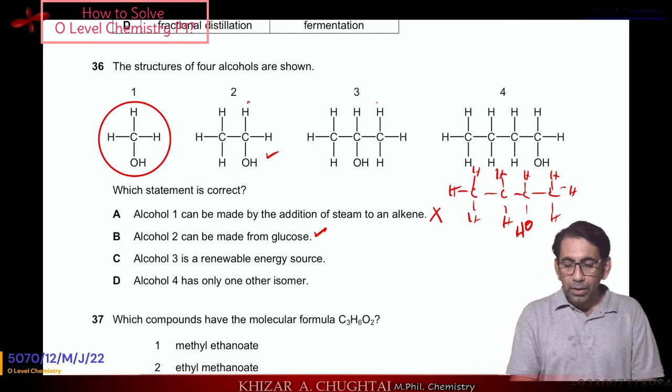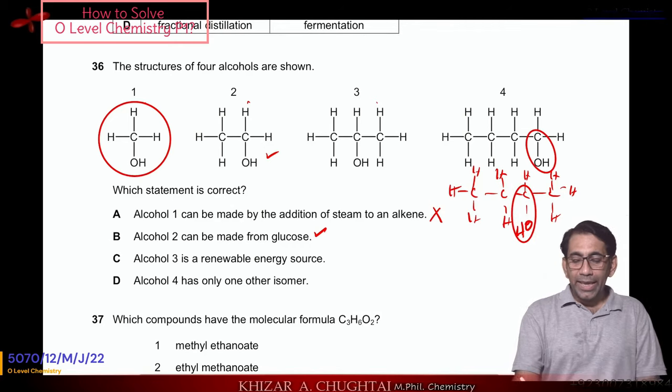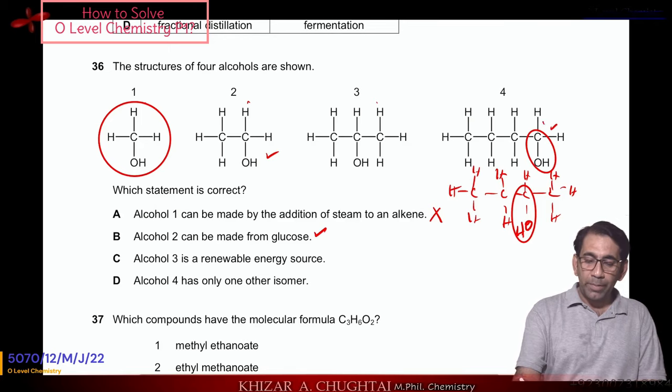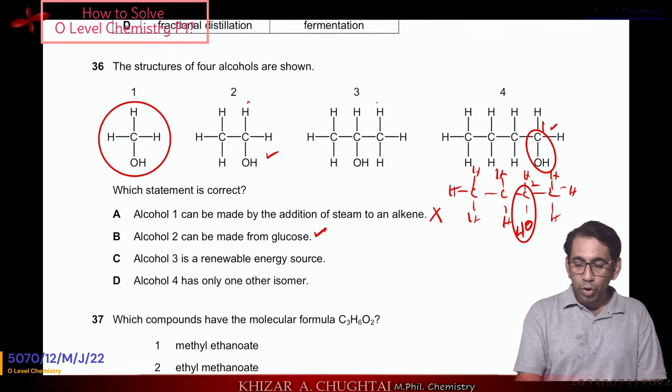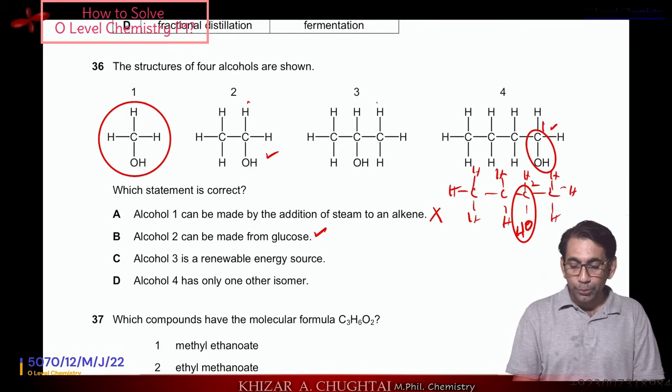It is said to be butane-2-ol. This one was butane-1-ol. It's butane-2-ol. In this case, the second carbon atom is joined with the OH group. In this case, the OH group is on carbon number 1. In this case, the OH group is on carbon number 2. Another isomer is also possible.